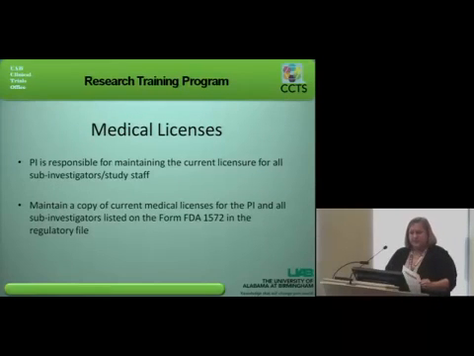Another is your medical license. Another essential regulatory document is your medical license. The PI is responsible for maintaining the current license for all sub-investigators and study staff. Maintain a copy of the current medical license for the PI and all sub-investigators listed on the 1572 in your regulatory files.